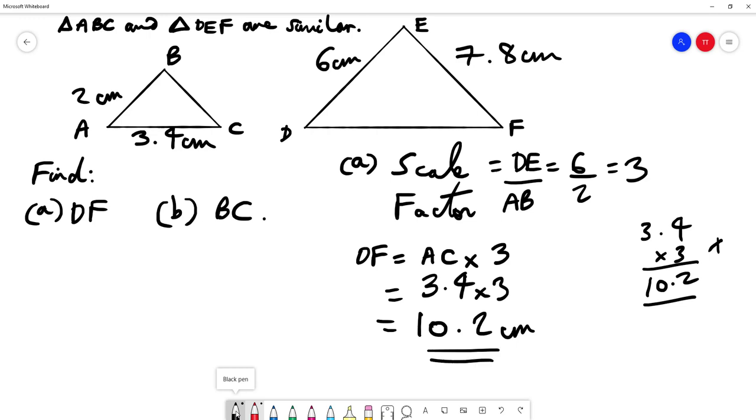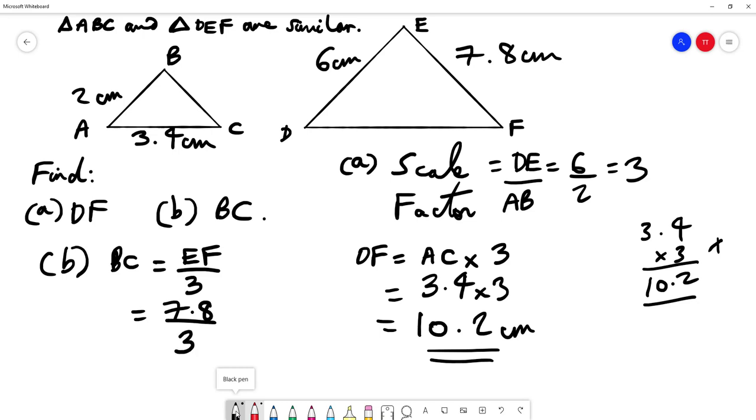Then the question says to work out what BC is. Whenever we go from a larger triangle to a smaller triangle, it's decreasing, so we divide the value. BC is the smaller version of EF. So we're going to say EF divided by the scale factor of 3, so 7.8 divided by 3.